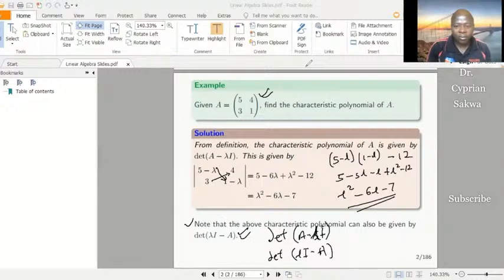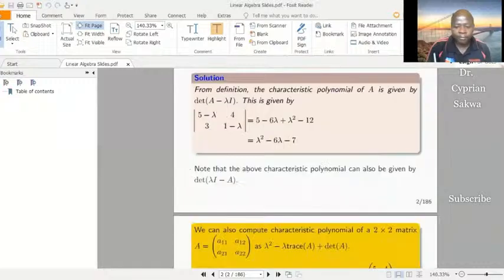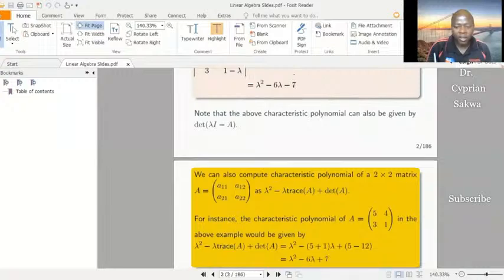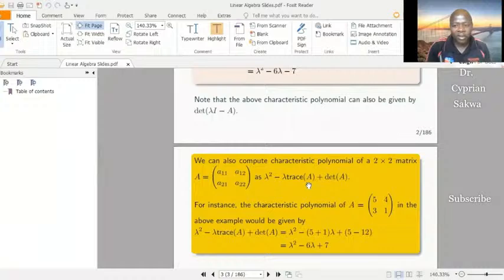I want us to look at another example. But before that, I wanted to give another way of getting the characteristic polynomial, which I feel is a bit simpler. We can also compute the characteristic polynomial of a 2 by 2 matrix by just taking lambda squared minus lambda times the trace of A, plus the determinant of A.